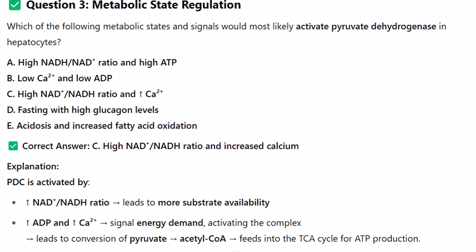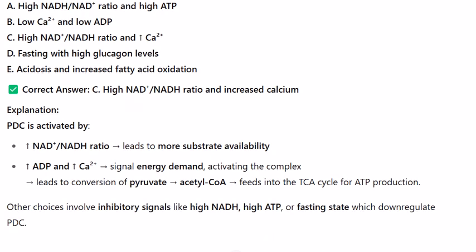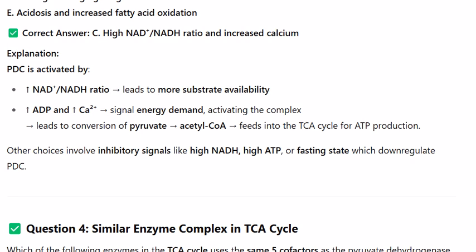Explanation. PDC is activated by a high NAD to NADH ratio, which leads to more substrate availability. ADP and calcium signal energy demand, activating the complex, which leads to conversion of pyruvate to acetyl-CoA, which feeds into the TCA cycle for ATP production. Other choices involve inhibitory signals like high NADH, high ATP, or fasting state, which downregulate PDC.